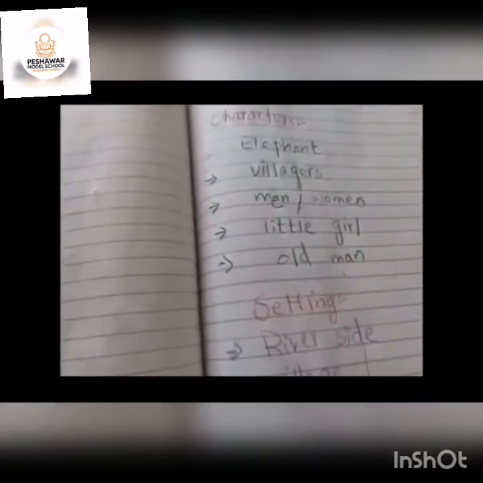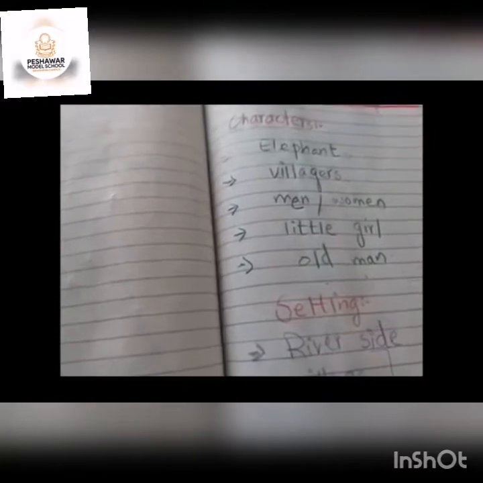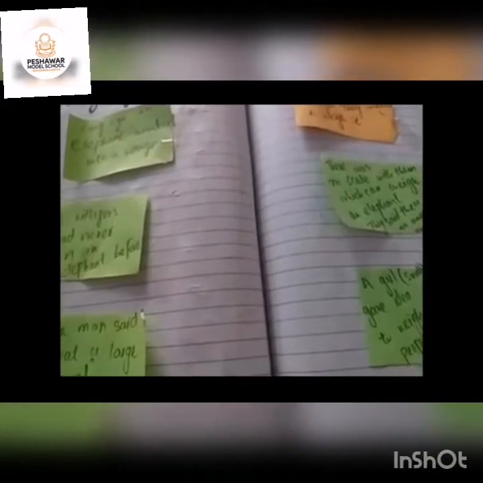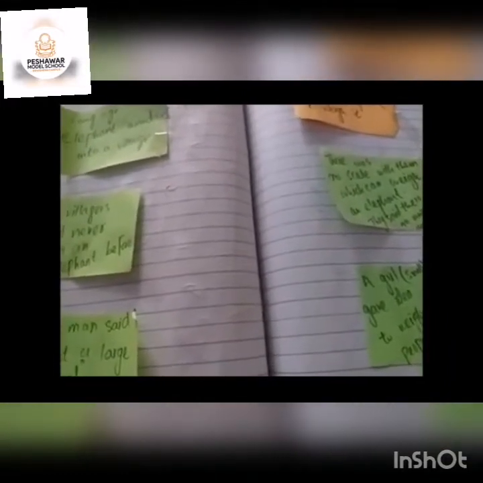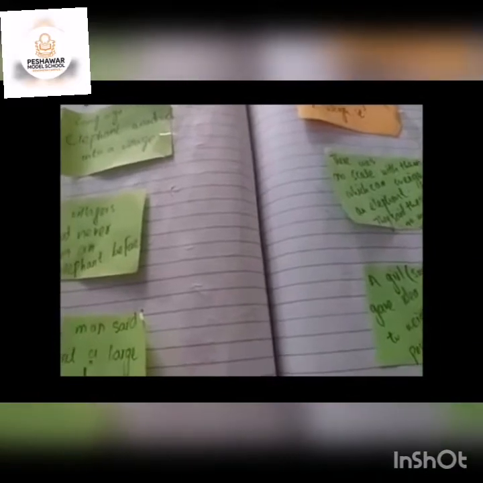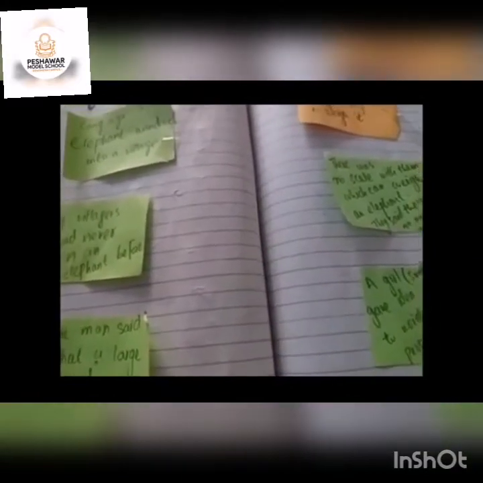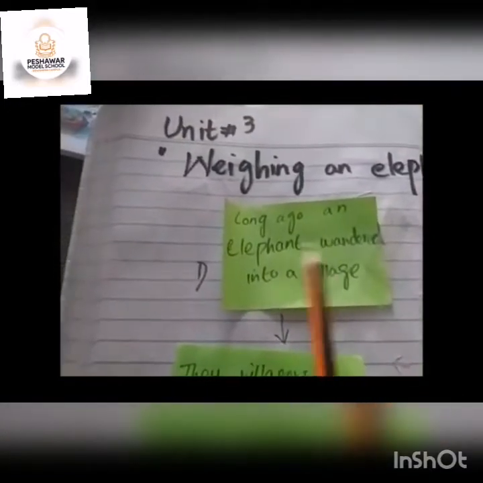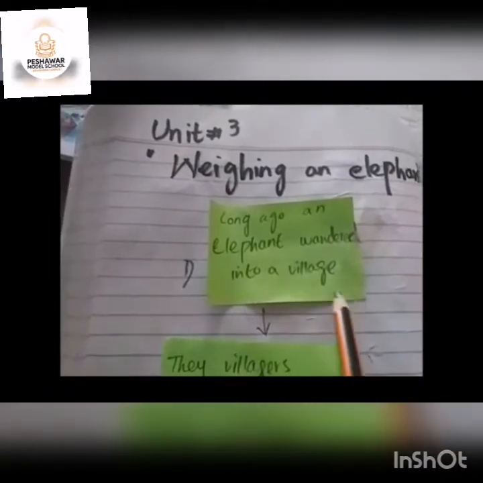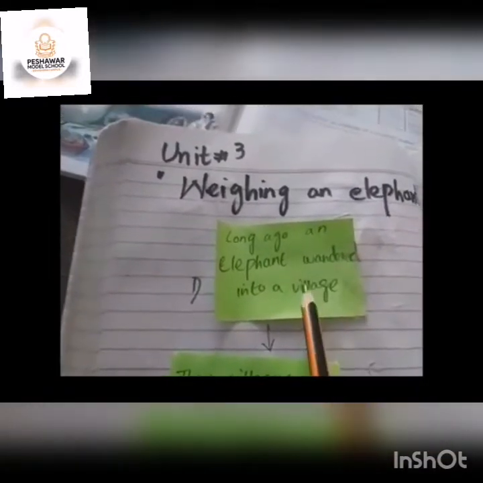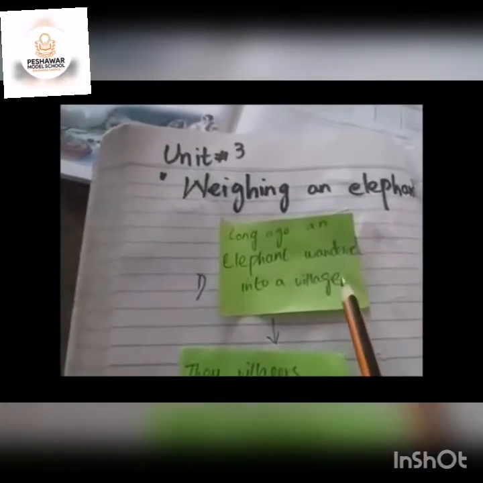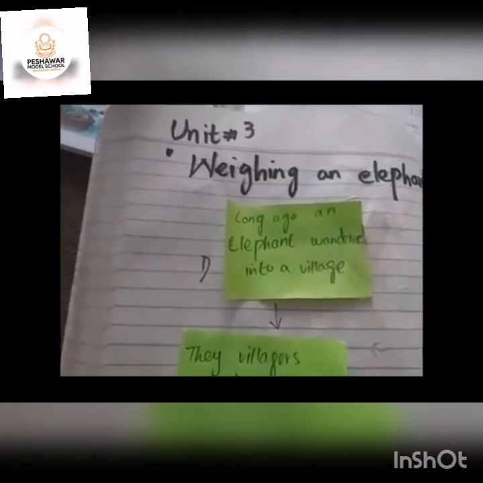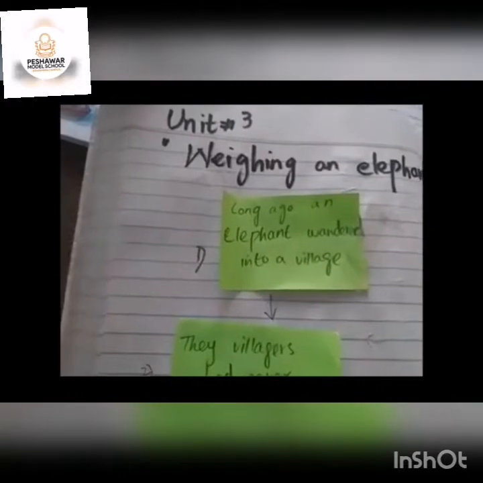Okay students, moving on toward the explanation of the chapter, I have 8 blocks, a kind of mind map for you, in which I have clearly mentioned the number and the main events, the main situations going on in the chapter, through which the whole chapter can be clarified to you. So number 1, as you can see, is: long ago an elephant wandered into a village. A long time ago, a huge animal called an elephant, which you must have seen in a zoo, came to wander in a village. Wander means he came wandering from the jungle to a village.